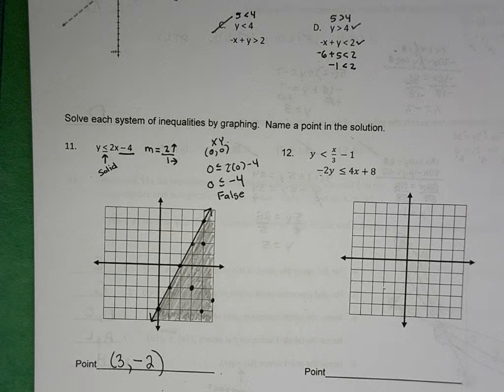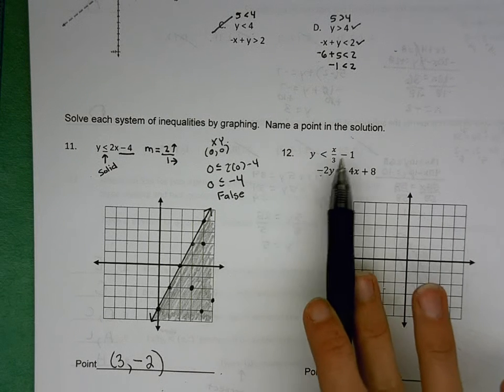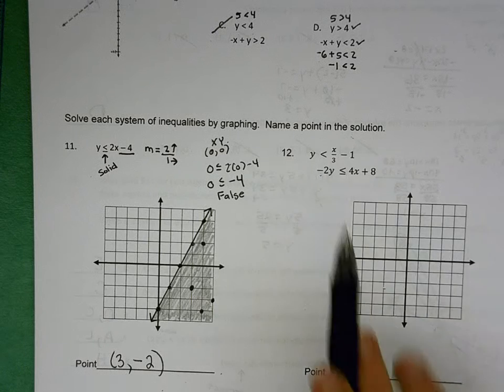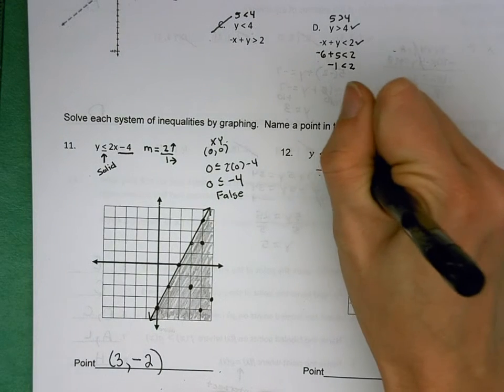Okay, here we go. Next up, we've got number 12. This one's a systems of inequality, so we're going to do it twice. We have y is less than x over 3 minus 1. So remember, this is the same thing here as 1/3 x.